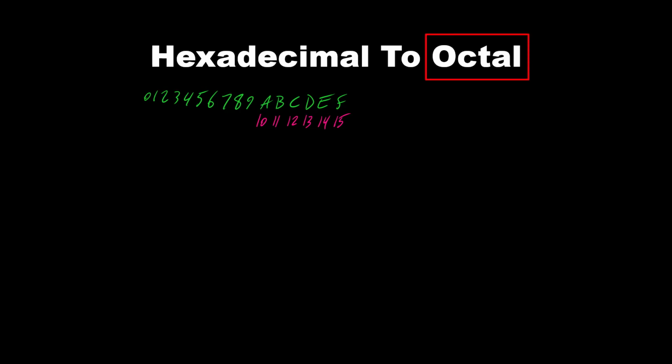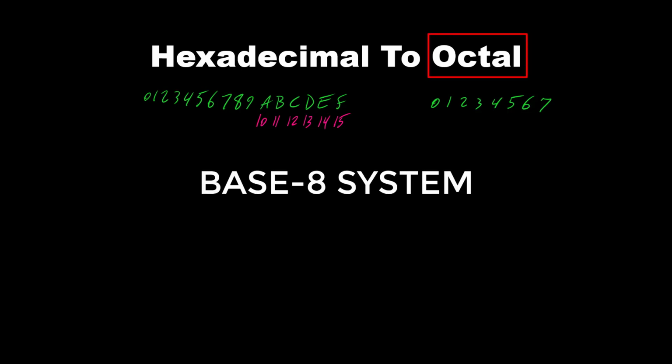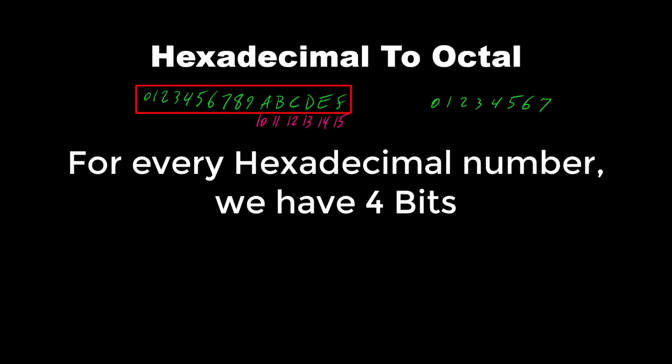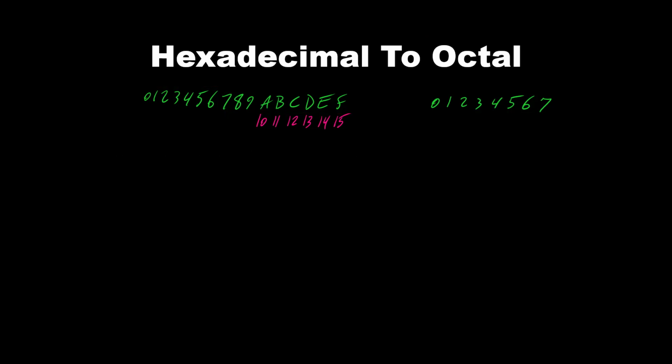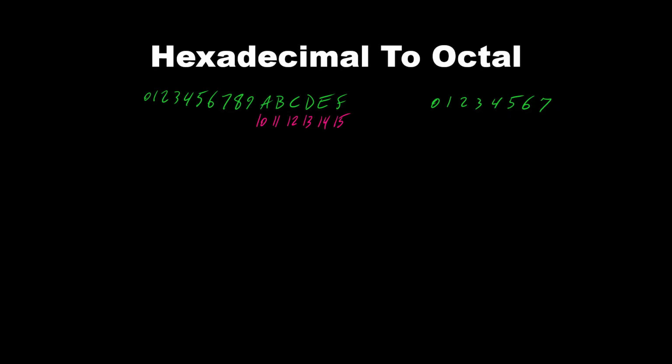Now let's take a look at octal numbers. In octal we have 0, 1, 2, 3, 4, 5, 6, and 7. 0 to 7, a total of 8 different numbers. Therefore, octal is a base 8 system. We have to keep in mind that for every hexadecimal digit we have 4 bits, and for every octal digit we have 3 bits. Let's see why.